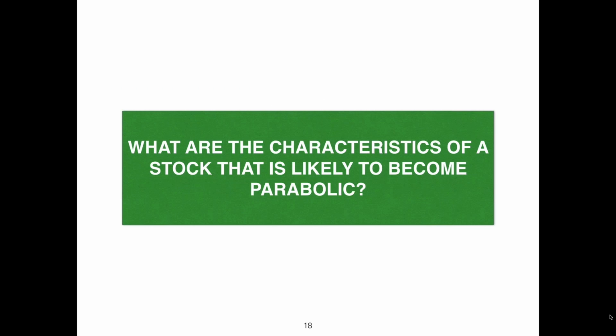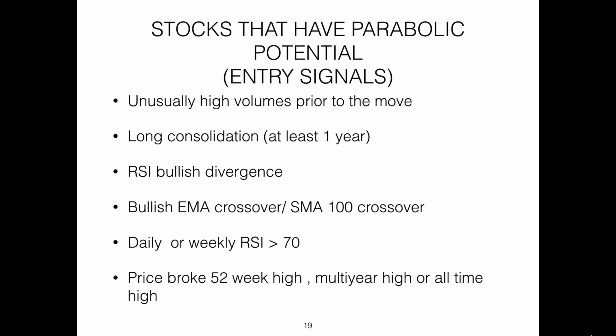So what are the characteristics of a stock that is likely to become parabolic? Here are some warning signals. There are unusually high volumes prior to the move. There's a long consolidation of at least 1 year. There is an RSI bullish divergence. There's a bullish EMA crossover and an SMA 100 crossover. The daily or the weekly RSI is greater than 70. And price breaks above the 52-week high, the multi-year high, or the all-time high.